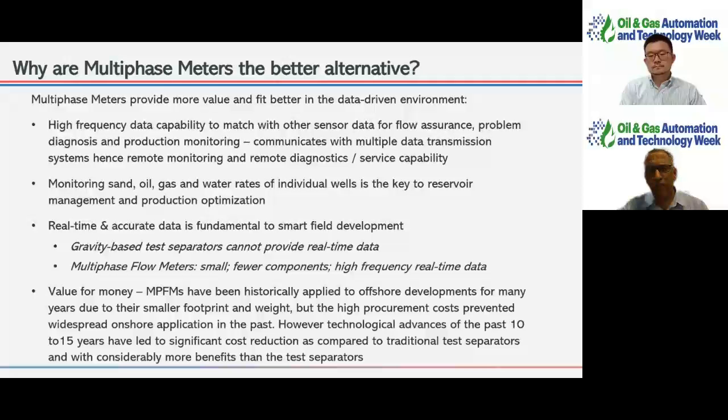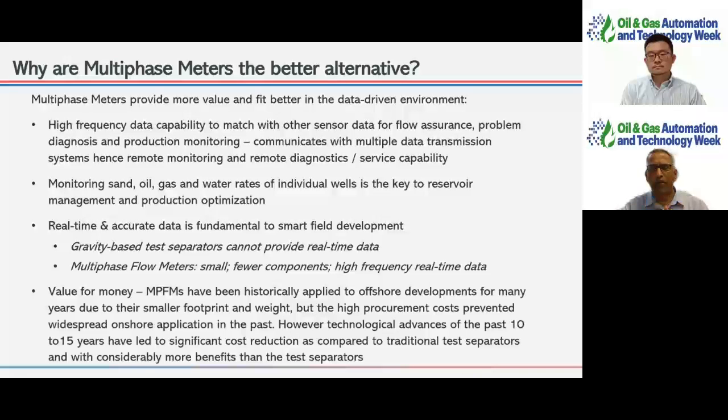For one, you get the high frequency data, and that's an absolute must. When you look at the other sensor data that's coming into your SCADA systems or into your computational systems, if you have one system which is a traditional legacy system of measurement, which is giving you data at a slow frequency, you really can't do all those computations and get the value out of your data. So when you use the multiphase meter, you're getting high frequency data, and that matches with the frequency that you get out of your other sensors.